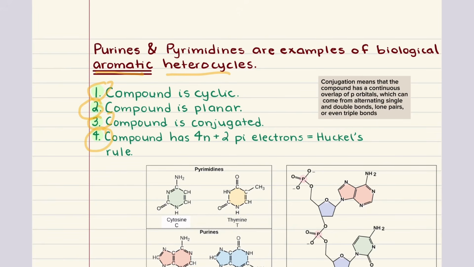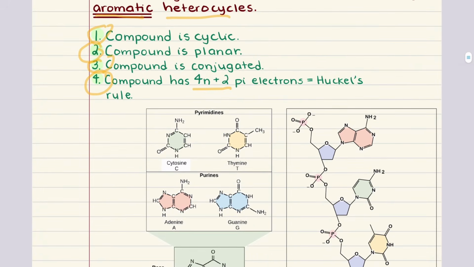Fourth, and the final rule, is that it has to have a specific number of pi electrons following the formula 4n+2. That's Huckel's rule. Now, all of the nitrogenous bases in DNA and RNA, guess what? They meet these criteria, and their aromaticity contributes to the stability of the DNA molecule through something called base stacking. This helps hold the double helix together in addition to hydrogen bonding.